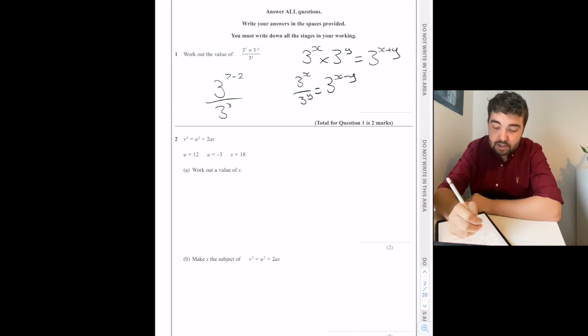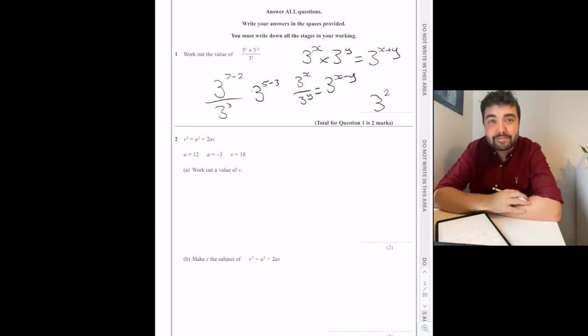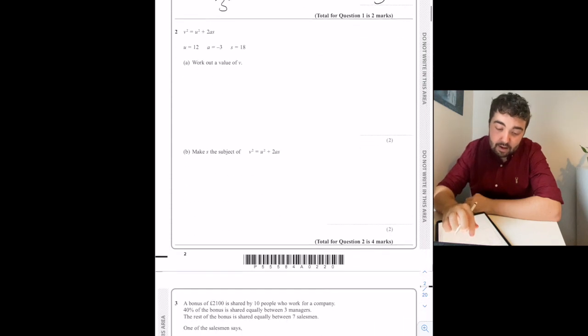So there we go, 3 to the 5, and then the power is subtracting, so it's 3 to the power of 5 minus 3. So our answer here is 3 to the power of 5. No, it's not. It's going to be 3 to the power of 2, because that is 5 minus 3. All right, on to number 2.